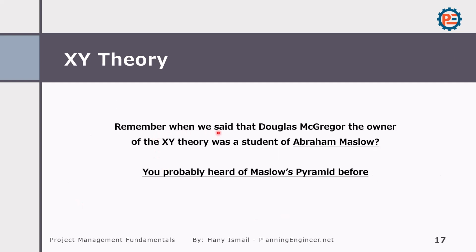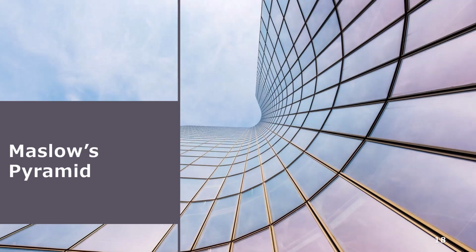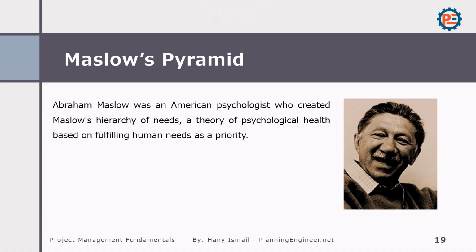Remember, when we said that Douglas, the owner of XY theory, was a student of Abraham Maslow? One final thing in this lesson, let's talk about Maslow's pyramid of needs. Have you ever heard about it? Maslow's pyramid is very practical, although it came first in the old days by Abraham Maslow, who was an American psychologist who created Maslow's hierarchy of needs. So let's see how it works.